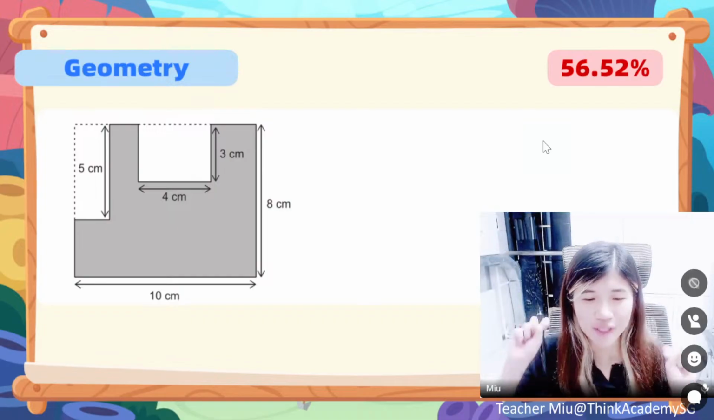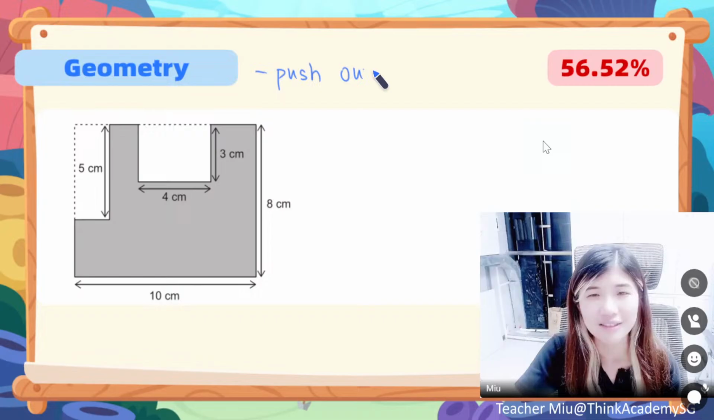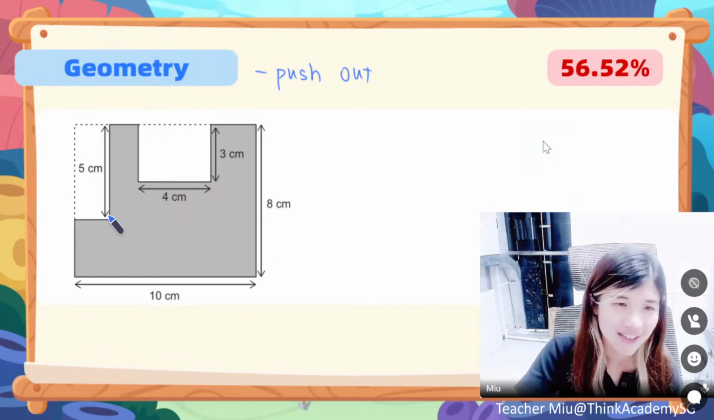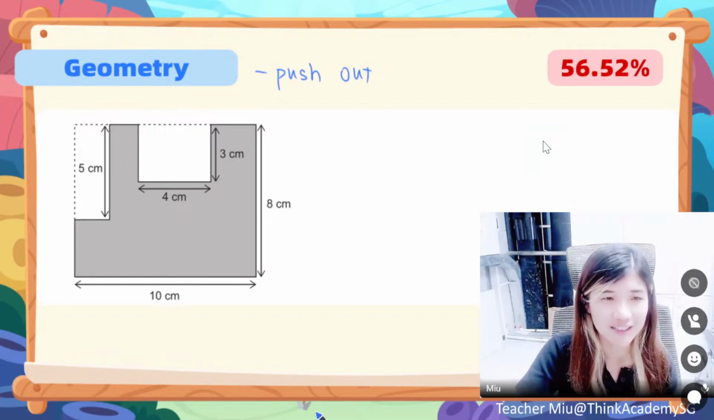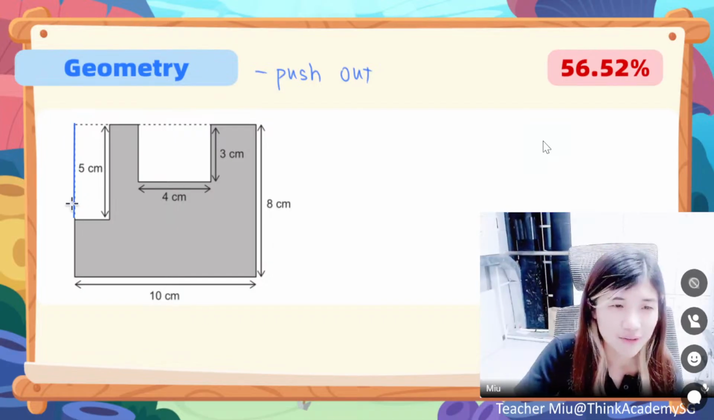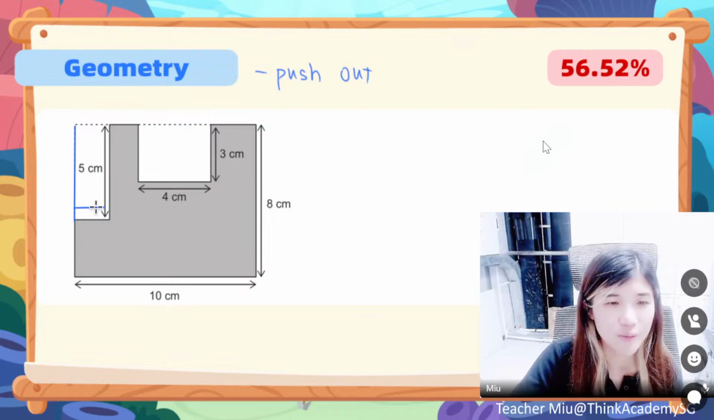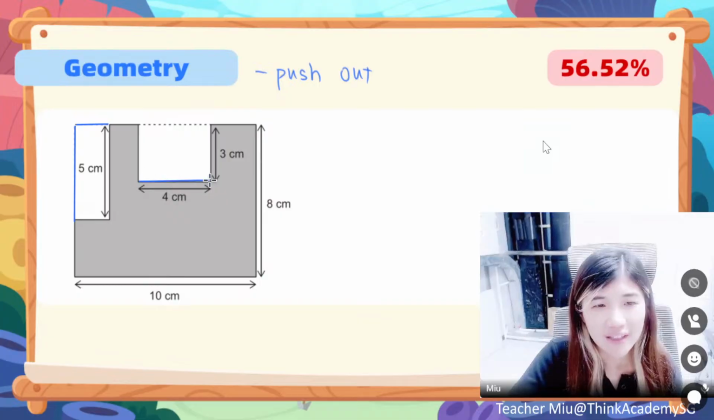We should use the push out method, right? So let's try the push out. How do we push out? For this line, we should just push it out here, right? Let me just draw it out for you. For this line, we just push out here, like ching, and push it out here. Then for this line, we can also push it out here, right? And then for this one, we push it out.